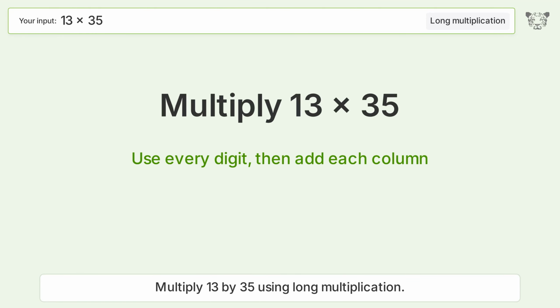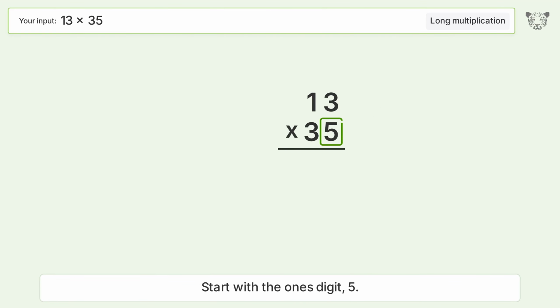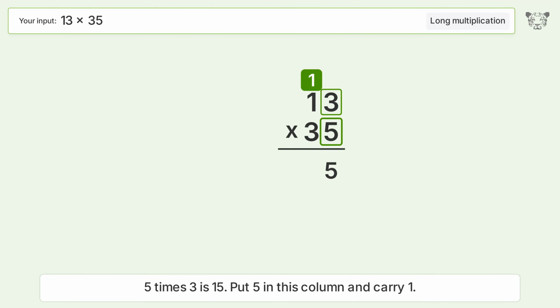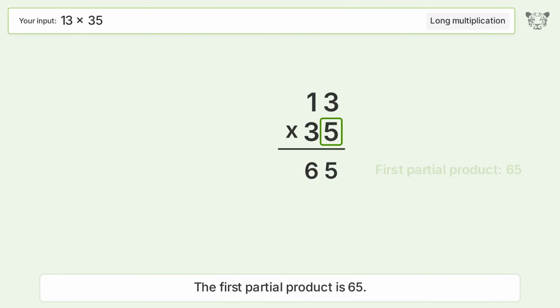Multiply 13 by 35 using long multiplication. Start with the ones digit, 5. 5 times 3 is 15. Put 5 in this column and carry 1. 5 times 1 plus the carried 1 is 6. The first partial product is 65.